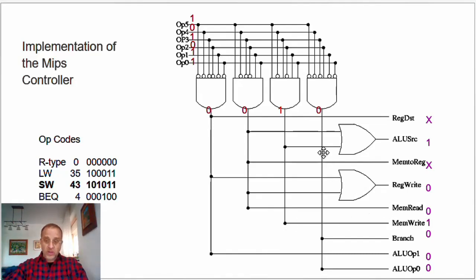And now the fourth one will be branch and ALU op 0, which are both 0. And ALU op 1 is the first one, which is also 0. So we get exactly that code. And last but not least, let's look at a BEQ.